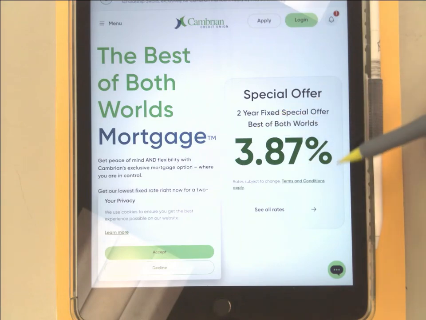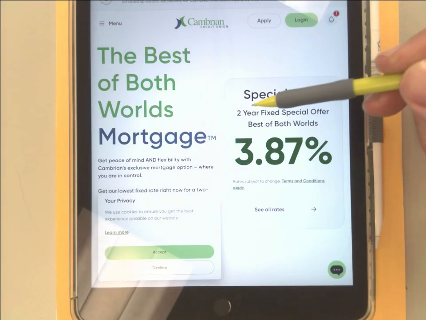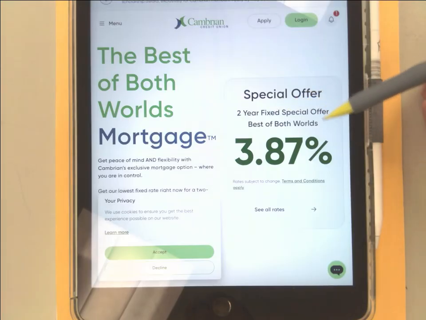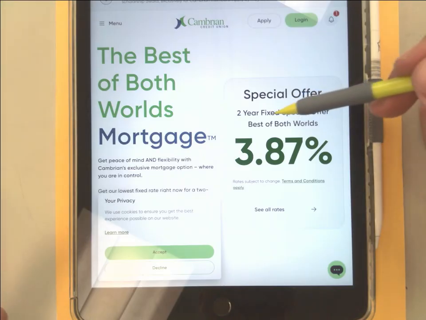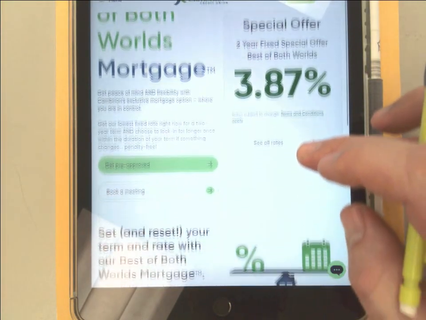Cambrian right now has a special offer of a 2-year fixed mortgage rate at 3.87. Okay? What does the 2-year fixed mean? That essentially tells you that for 2 years, they're guaranteeing you this rate. If you have your mortgage for 2 years, you're guaranteed this, no matter what happens to the market. That is what fixed means, okay? So I don't want you to panic when you see that. I don't want you to be thrown off by it.